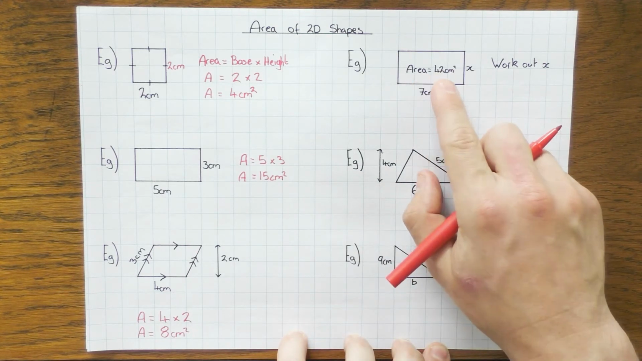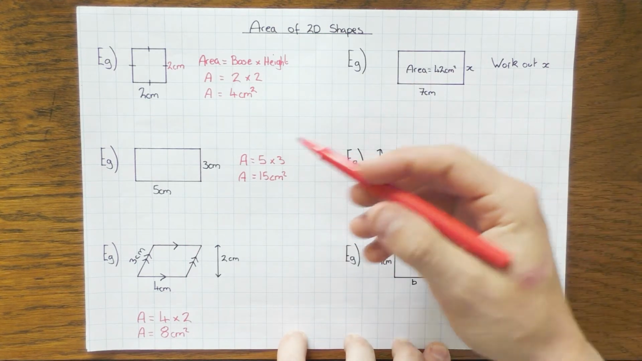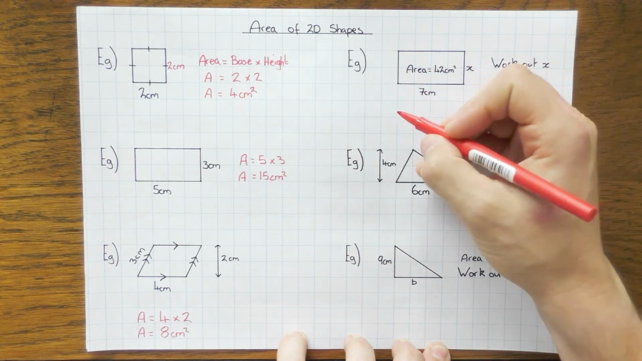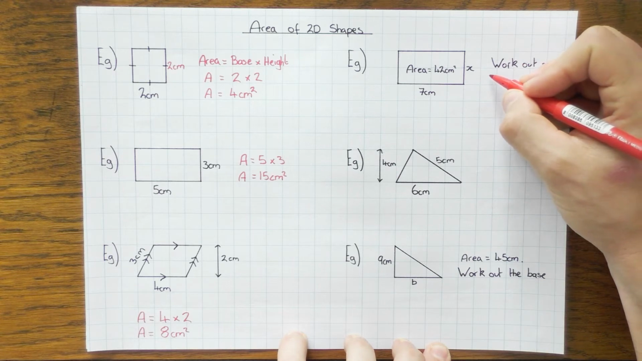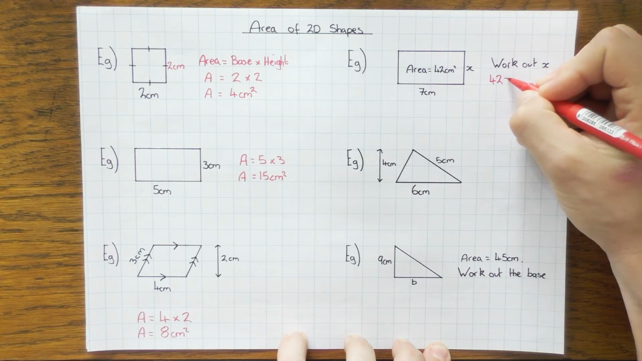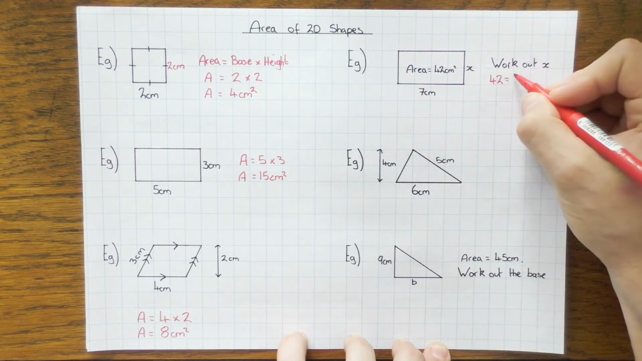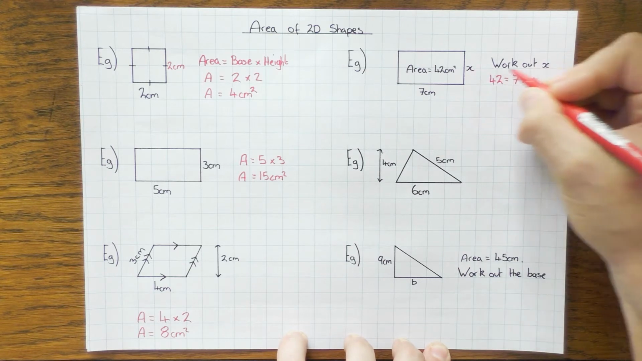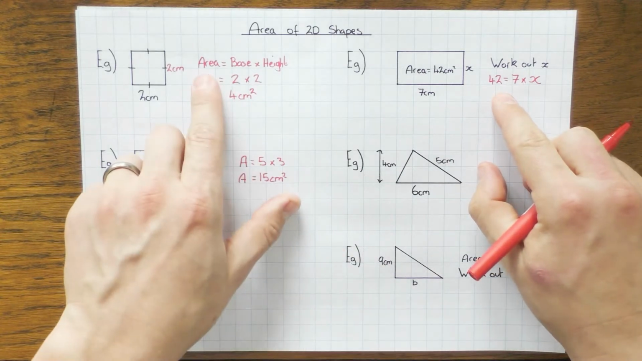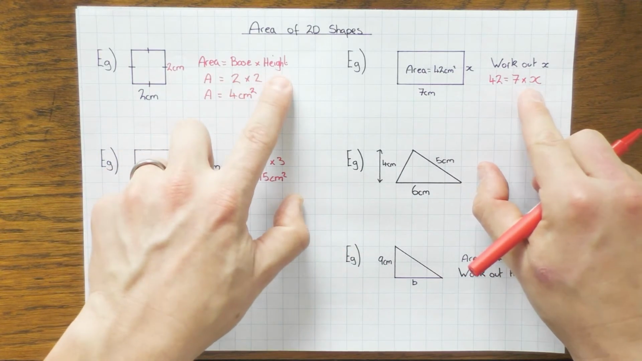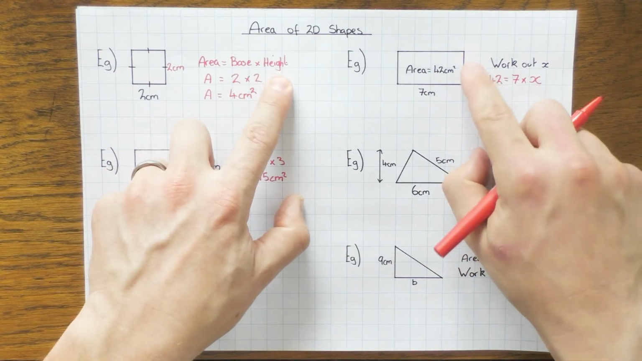So what if we're told the area? Well, just substitute it into the equation. So the area is 42, let's do it here. So we have 42 is the area, and then that's going to equal the base, which is 7, times by the height, which is x. So I've just substituted it into the formula. The area is 42, the base is 7, but we don't know the height, it's just x.